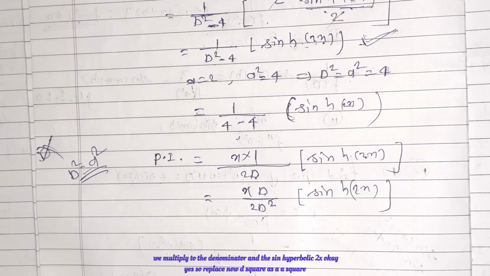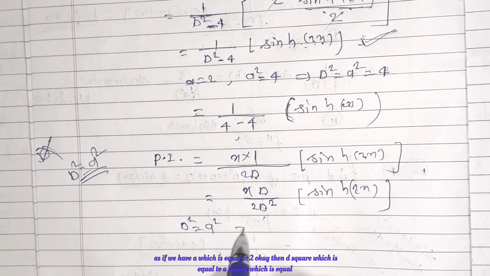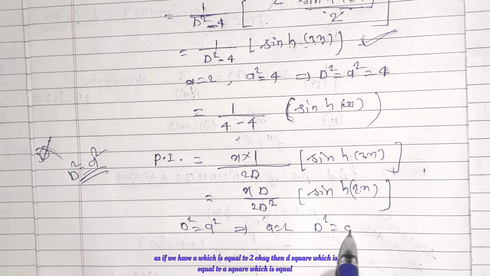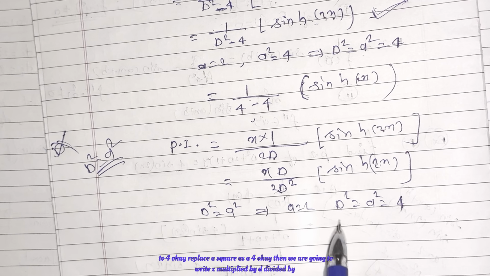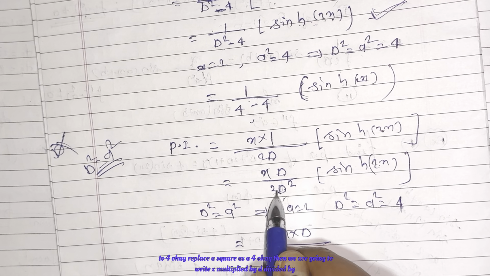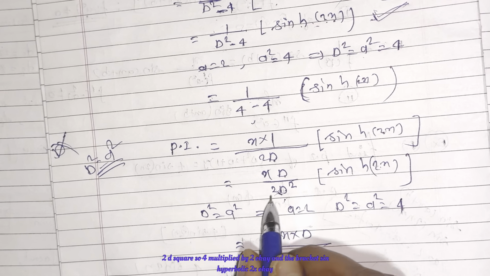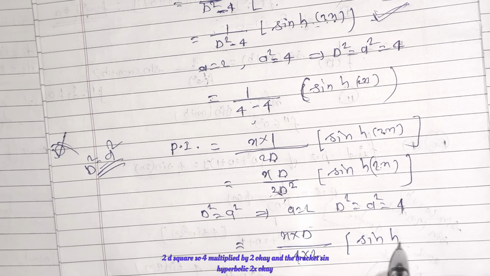Now replace d square by a square, as we have a equal to 2. Then d square is equal to a square, which is equal to 4. So replacing d square by 4, we write x multiplied by d divided by 2d square, so 4 multiplied by 2, under bracket sine hyperbolic 2x.